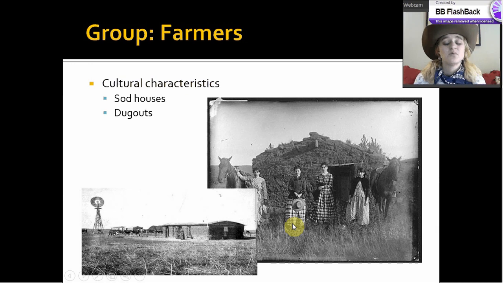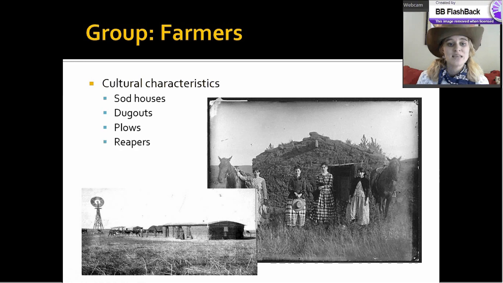Another kind of house they would build is a dugout. So rather than just building the sod up, they would build into a hill or a cliff of some kind. So basically they're digging their way into the hill. But same thing, it's an earthen home full of critters and pests and all kinds of other little things.